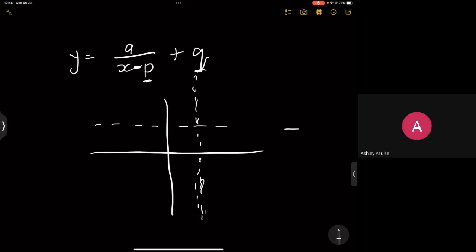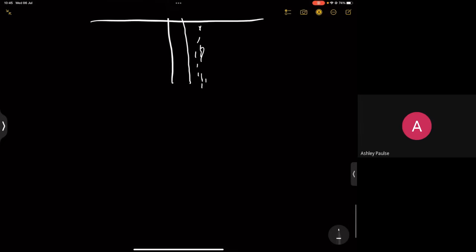So now you are going to draw your hyperbola between your asymptotes. Remember, if your a value is greater than 0, this now becomes your quadrant, and that would become your other quadrant. That would be your first and the third quadrant, between your asymptotes.